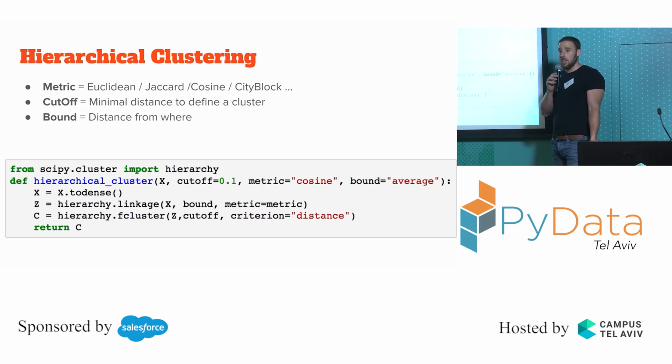Next is what is the minimal distance that you need to account for, the minimal distance that you still consider things to be in the same cluster. This is called the cutoff distance. And the last hyperparameter is where do you measure the distance from? Do you measure it from the center of the cluster? Do you measure it from the bound, from the furthest point?